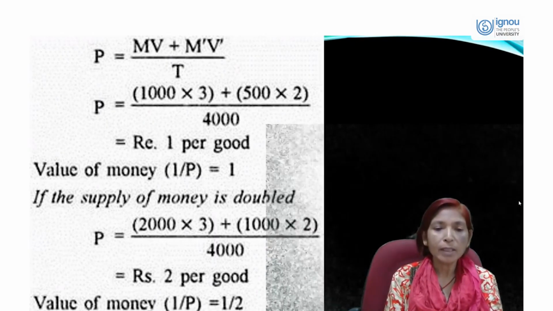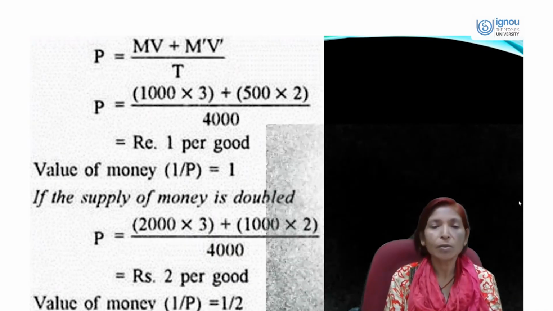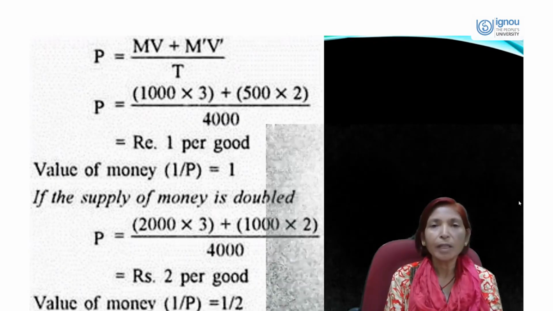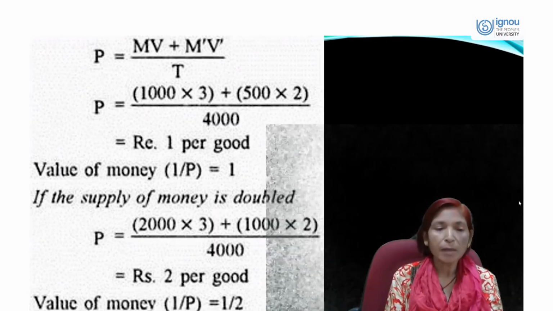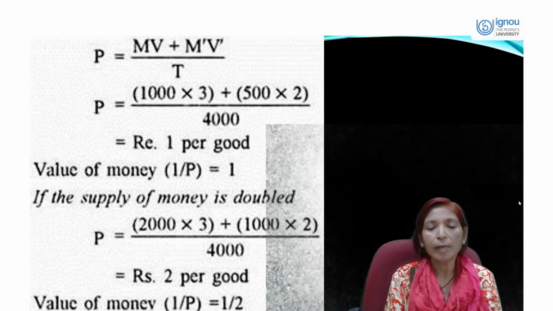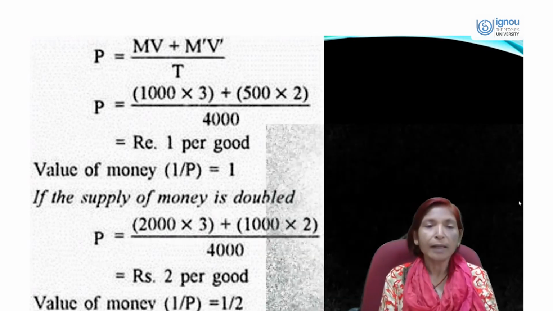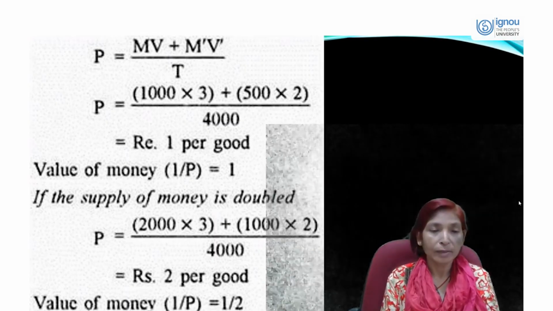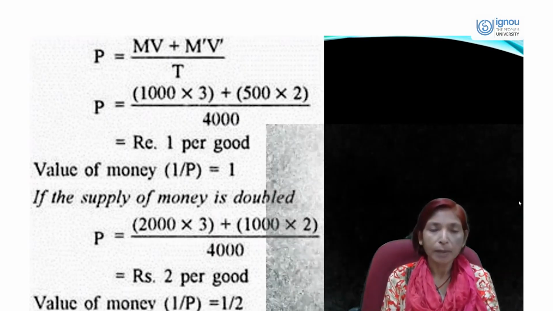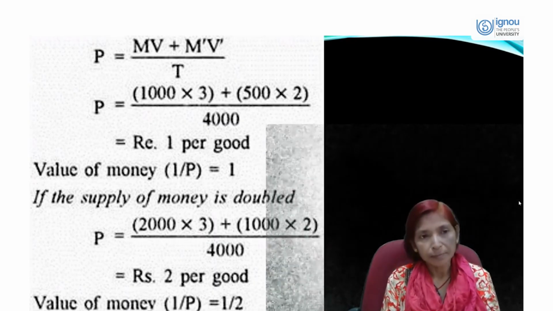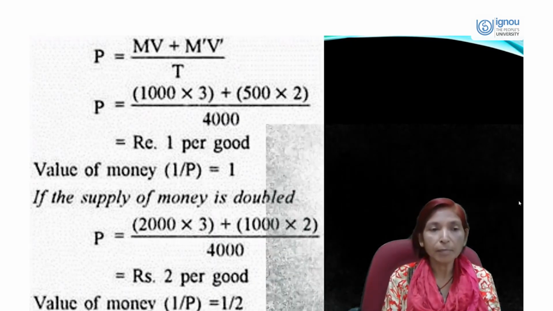So 6000 plus 2000 is equal to 8000, divided by 4000. The value will be 2. So here the price will also increase by 2 per good. Here we can say that there is a positive and direct relationship between money supply and price level. It is clear from this example.